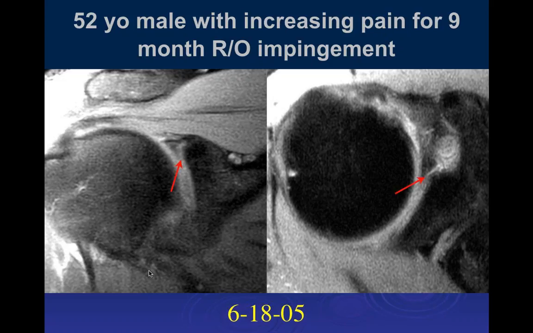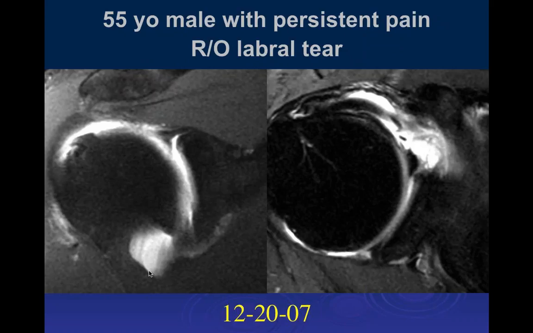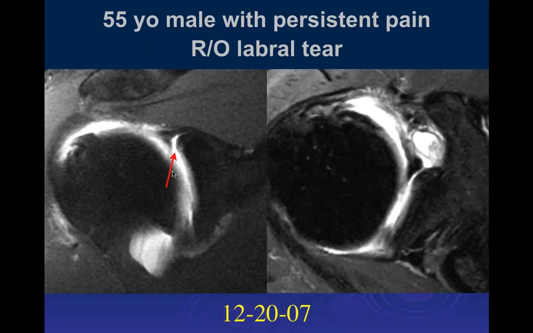This was on 6/18/05. There is a little bit of signal there. This is on 12/20/07, where he's 3 years older, but now he has persistent pain. On this image, it looks a lot smoother. This is now an arthrogram, and the other one was not. We've got our contrast extending into what I think is going to work out to be a recess, not necessarily a tear.